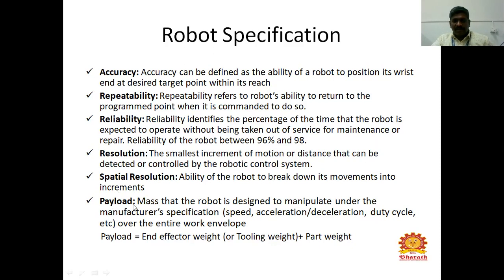Payload is nothing but how much weight the robot can handle. Okay, that is called the payload. Look at this: the mass that the robot is designed to manipulate under the manufacturer's specification, speed, acceleration or deceleration, duty cycle, etc., over the entire work envelope. So payload is the end effector weight or tooling weight with the part weight.